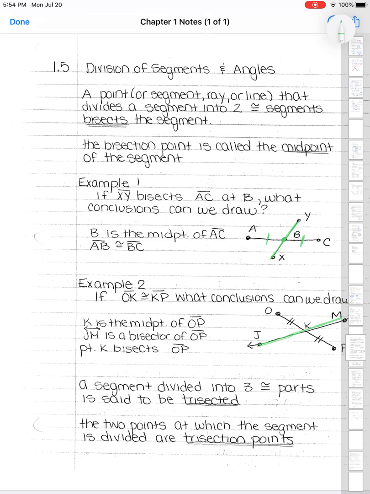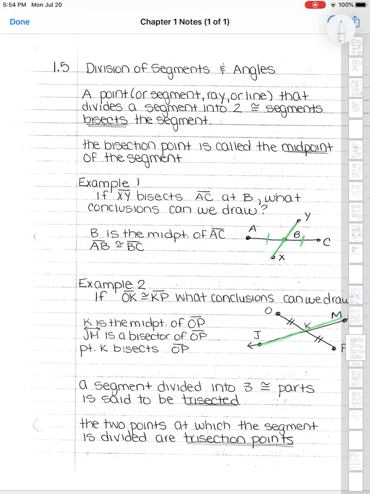Now, for example 2, it says if OK was congruent to KP, what conclusions can you draw? So, K is the midpoint of OP. JM, this segment right here, would then bisect OP. And then point K bisects OP. Many people look at that and think that JM would be bisected as well, but that is not the case. So don't make that conclusion based on that information. If they tell you which one is bisected, that is the one that is bisected. Don't draw any more conclusions based on other segments.